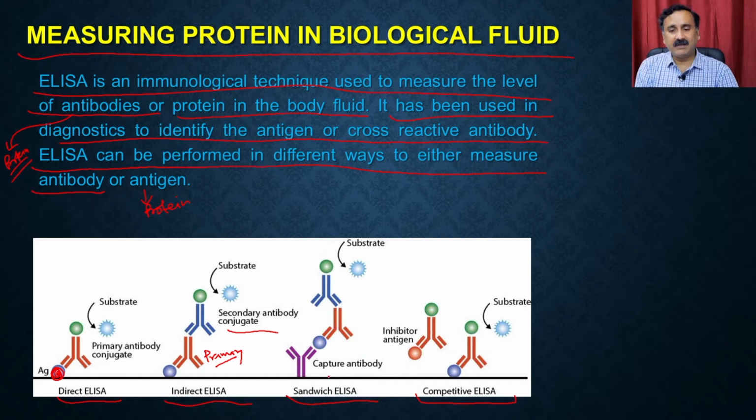Then we have the sandwich ELISA, where you keep one antibody which is used for capturing the protein you are interested in measuring, and then to this protein you add the primary antibody, which is also directed against this particular protein, but through a different region. For example, you have a ball, right? This region can be used by the capture antibody and this region can be used by the primary antibody, and then we can have the secondary antibody to get the signal. Similarly, we can have the competitive ELISA, which uses inhibitory antigens.